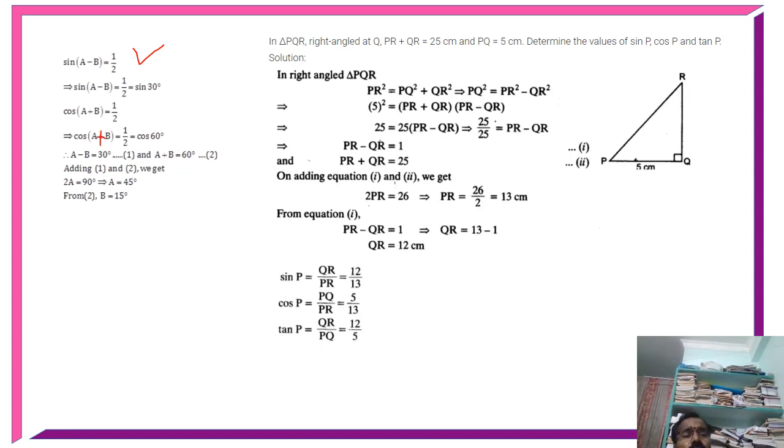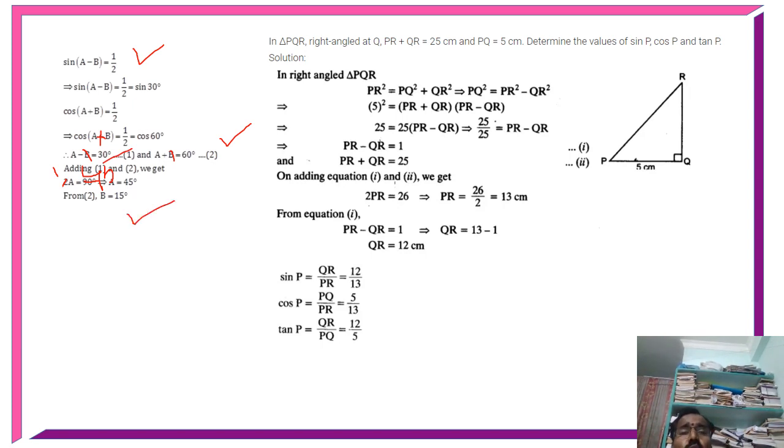So in the sin table, 1 by 2 will come for sin 30. So a minus b equals 30. And here cos of a plus b is 1 by 2, possible for cos 60. A plus b equals 60. By solving this, b cancels, same model we did: 60 plus 30 is 90. 2a equals 90, 2 ones are 2, 45, we get a value 45 degrees. By substituting a value 45 degrees, we got b value 15.